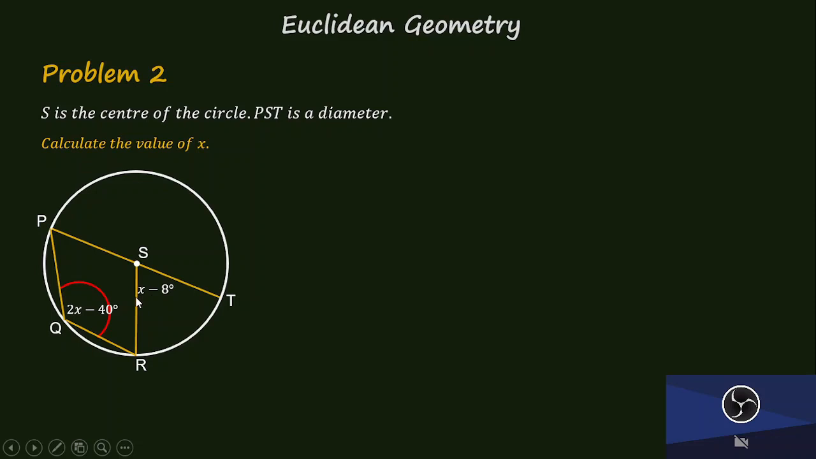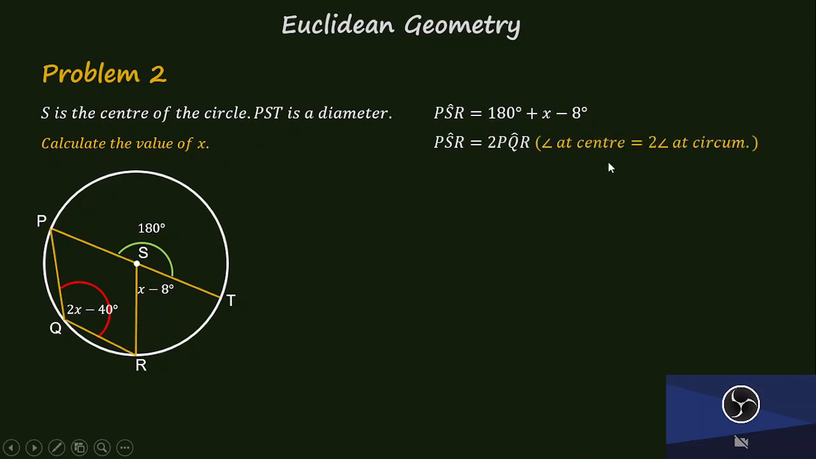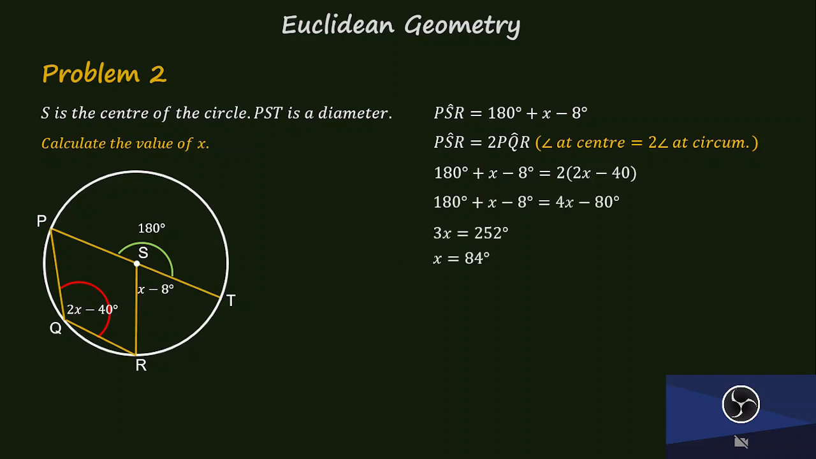So the first thing that we need to get here is the angle along a straight line. Remember, the angles along a straight line add up to 180 degrees. So PST would be 180 degrees. Now to find the whole PSR, the whole of this angle, we would have to add PST and x minus 8. Remember, PST is 180 degrees because these are angles along a straight line. You need to add that reason. Now we know that PSR is 2 times PQR because of the angle at center twice the angle at the circumference. This is theorem 3, right? So we can simply substitute the values. Then we get X equals 84 degrees.